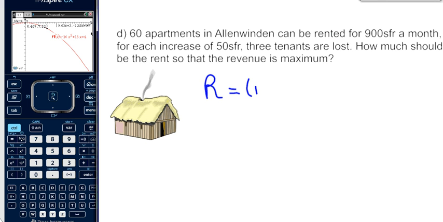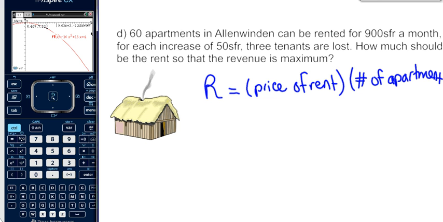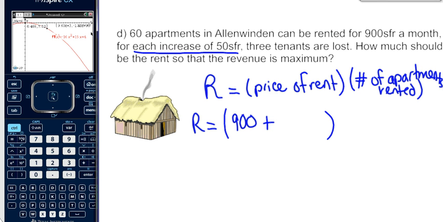Revenue, of course, is going to be the price of the apartments, the price of rent, the cost of rent. And that's going to be multiplied by the number of apartments rented. Okay, so revenue, the amount gained for whoever is renting these apartments is going to be the price that each apartment costs times the number of apartments rented. Okay, so we have the lowest they can be rented for is 900 Swiss francs a month as far as the price goes. And for each increase of 50 Swiss francs, 3 tenants are lost. Okay, so the number of apartments that we have to rent are 60 apartments.